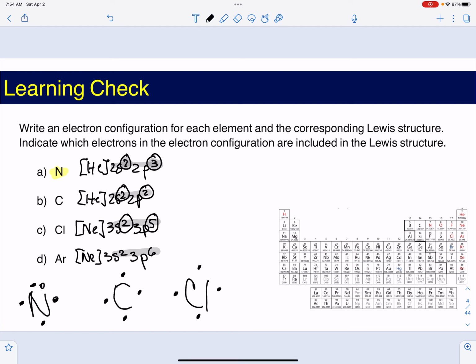I run out of space now, so now I have to put them together. And if this was an orbital diagram, they would have one pointing up, one pointing down. With the dots, we don't see that. And that would be 7, which means chlorine can only make 1 bond. Carbon can make 4 bonds. And nitrogen can make 3 bonds.